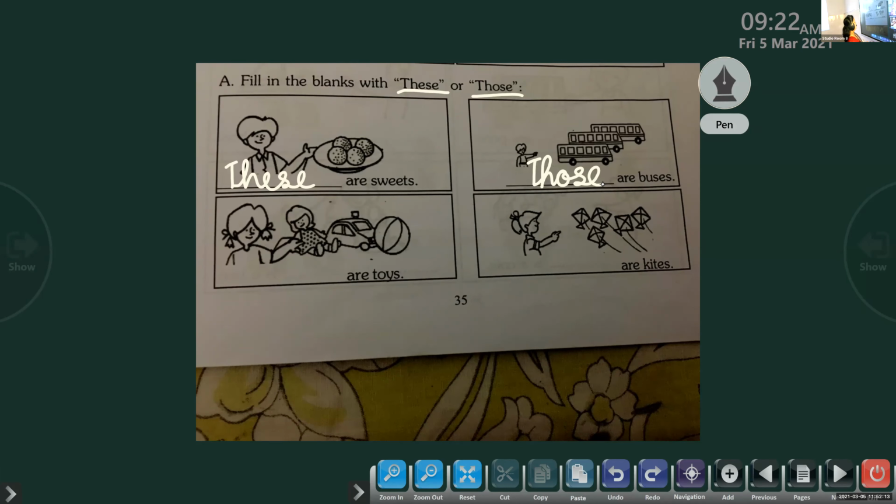Thank you. Advait, Manoj, try the next one. These are toys. Yes, because the girl is standing near the toys. Very good, Advait. Thank you. Santom, try the last one. Those are kites. Perfect. Very good. Those are kites. Very good, Santom. Thank you.